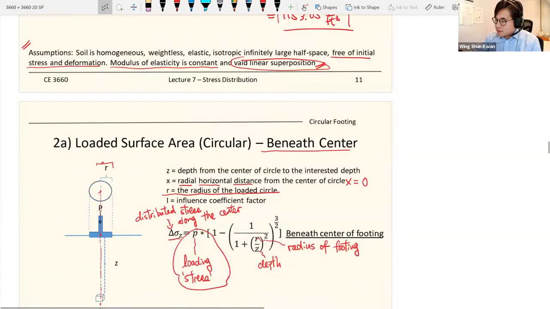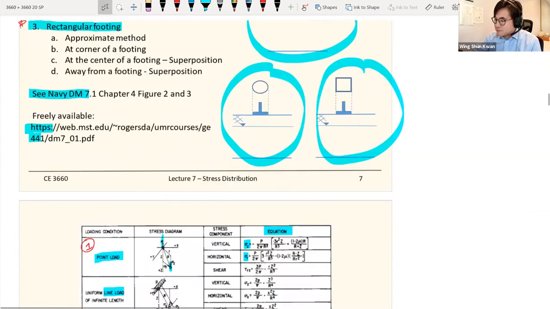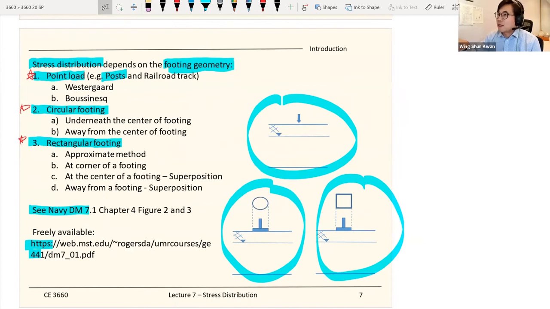On this topic, we talk about different kinds of geometry conditions. We start with the point load, and end up with just one very simple closed form solution, Boussinesq. And then we talk about the circular footings. But when we talk about circular footings, what we just did is right underneath the center, which means there's no extra dimension of distance away from the center of the footings. So now things get a little bit complicated.